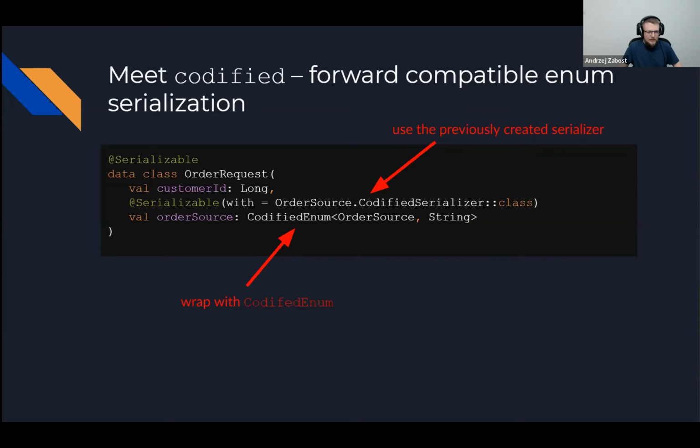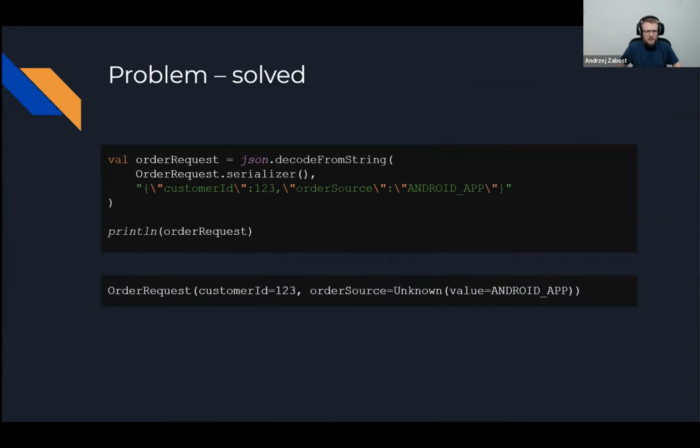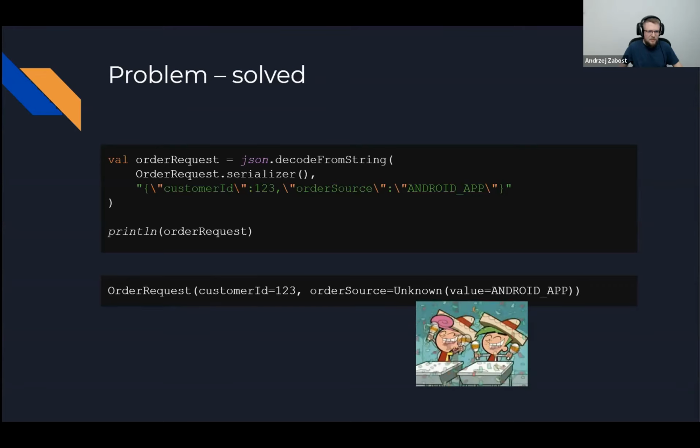Okay. And next, this is actually everything we have to do. As you can see, now we can decode a string containing an unknown enum. And when I printed it, just to show you the result, this is of course going to be understood as an unknown codified enum value holding this Android app string, which is the raw value we provided in the JSON payload. So I hope this solves problems for at least some of you guys.